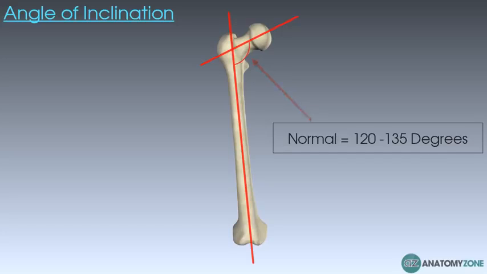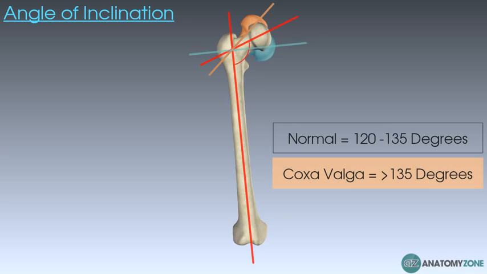But please bear in mind that, as with all the angles that I'll state, different texts will state slightly different figures, but the average healthy adult has an angle of inclination reported to be around 130 degrees. But if this angle increases more than 135 degrees, then it's referred to as coxa valga. And if this angle decreases to less than 120 degrees, then it's referred to as coxa vara.